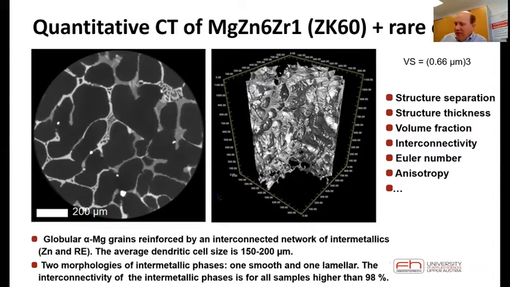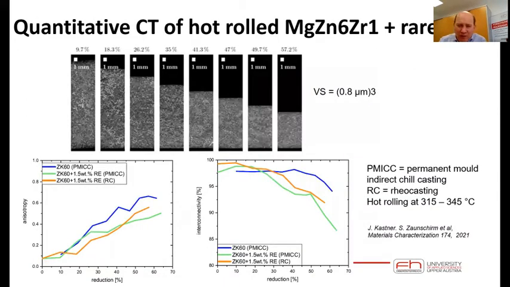And we can determine something like the structure separation, the separations between the grains, the structure thickness, the volume fraction, the interconnectivity, the Euler number, and anisotropy. We can also calculate the average dendritic cell size. It's something like between 150 and 200 microns in diameter. So all these physical values can be determined from the CT measurements. And when you do some hot rolling, this is shown here. So the material is hot rolled.